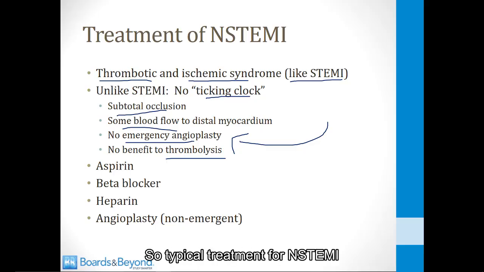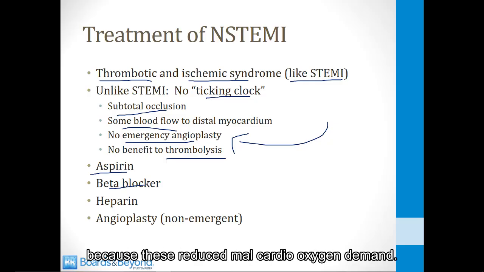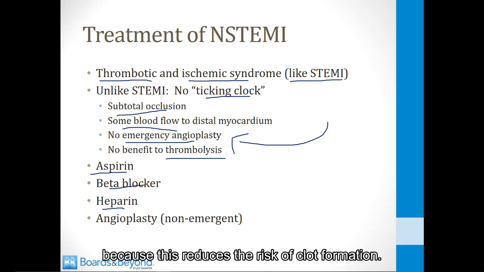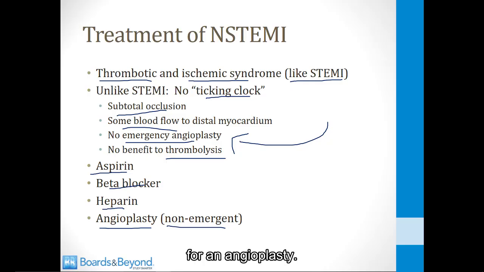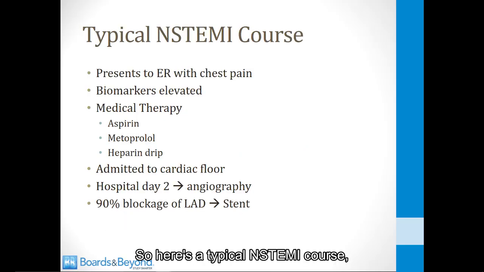So typical treatment for NSTEMI is to administer an aspirin, which reduces the thrombus burden. Beta blockers are typically administered because these reduce myocardial oxygen demand. Heparin is usually administered because this reduces the risk of clot formation. And then angioplasty is usually performed, but it's non-emergent. It can wait a few hours or a day or so till the patient is stabilized and ready for an angioplasty.